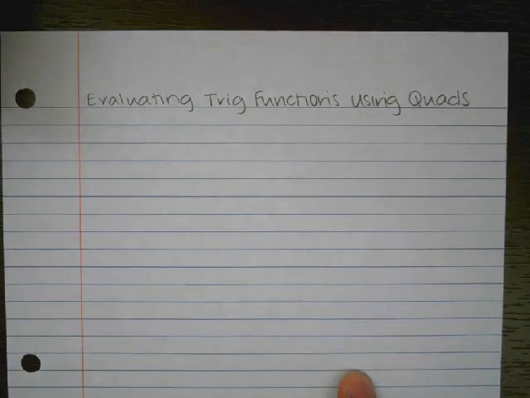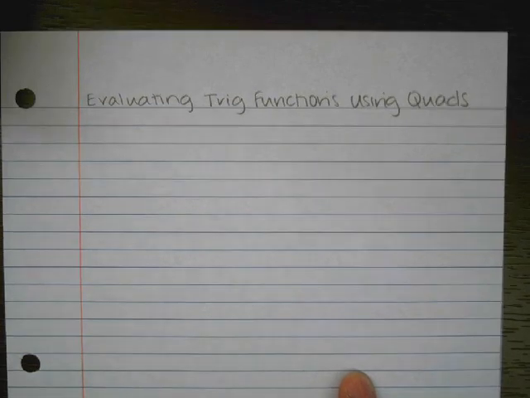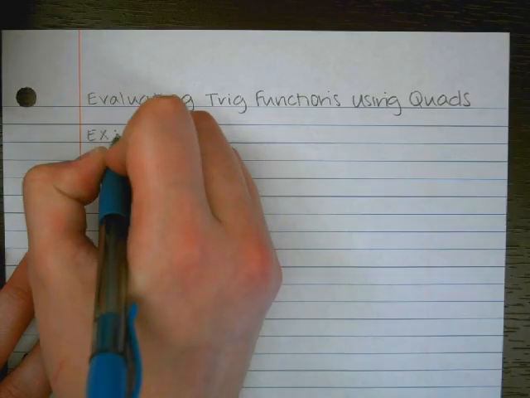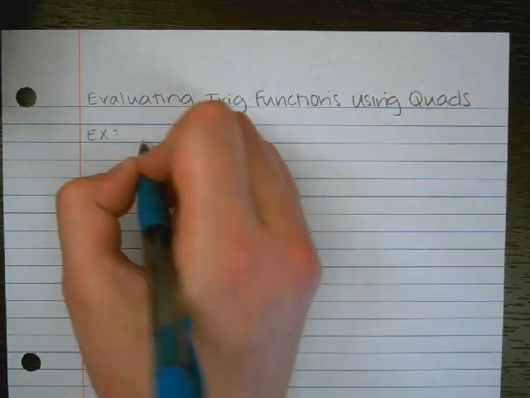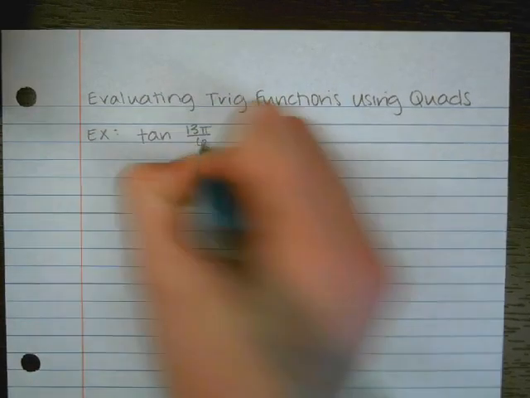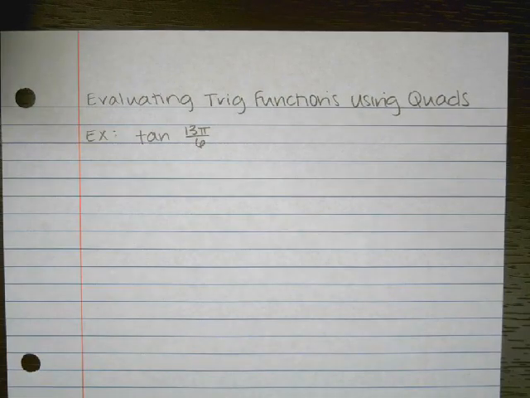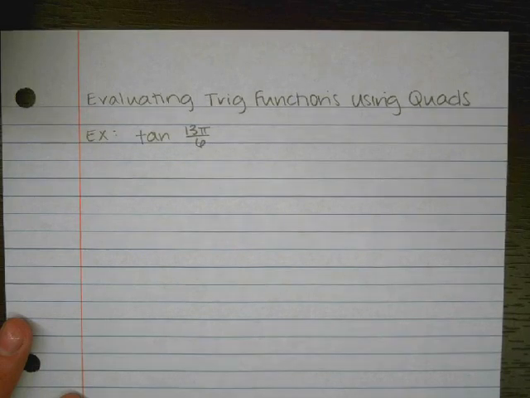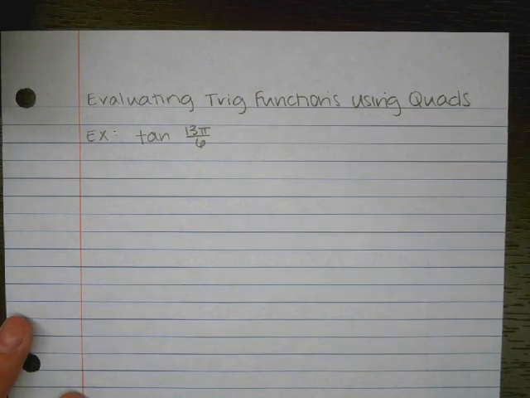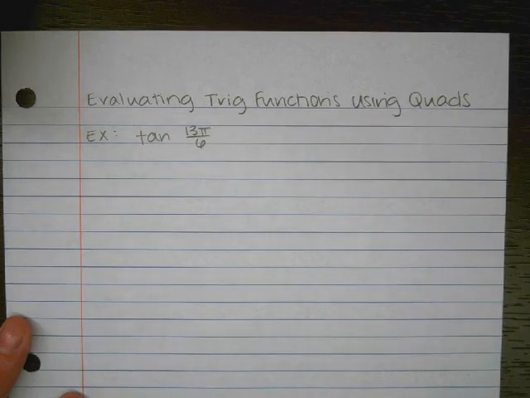So first, we're going to say that you were trying to evaluate a problem. I'm going to just write down a couple examples. So let's say we have tangent of 13 pi over 6. Well, that's not as straightforward as what we have been doing because that's not on the unit circle. So this angle is actually coterminal with an angle that is on the unit circle.